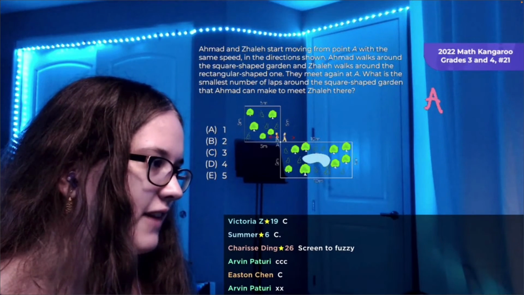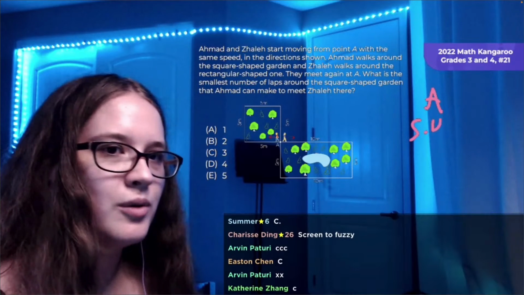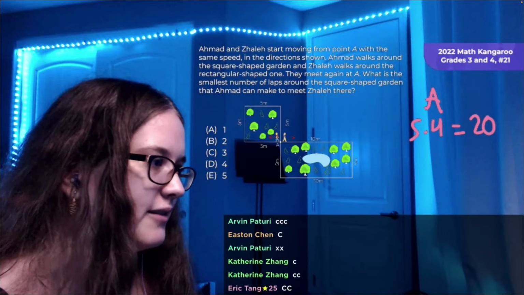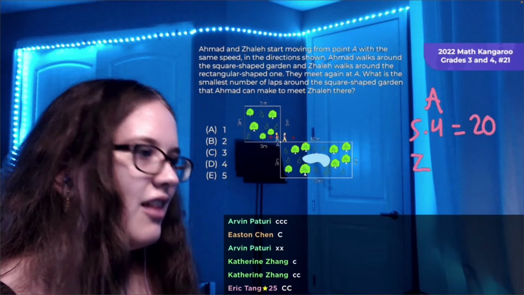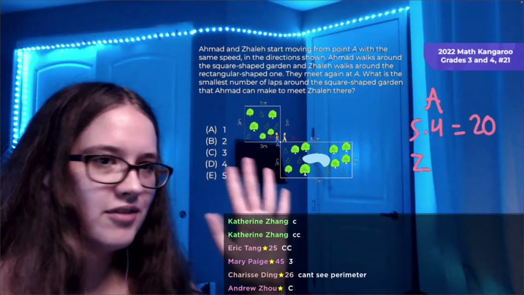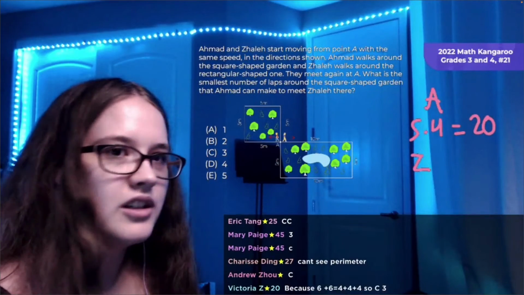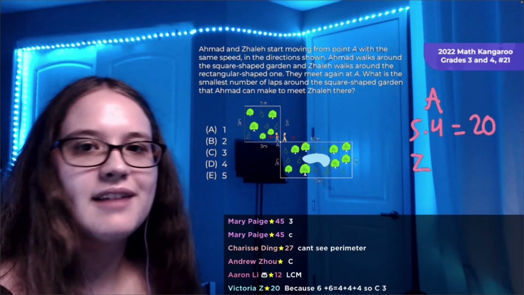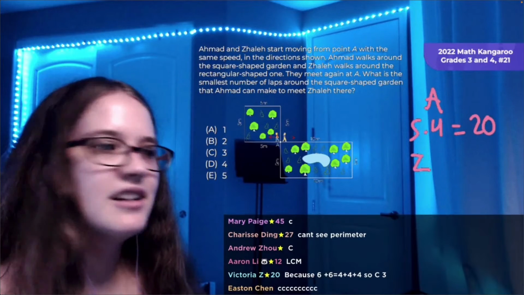But yes, that is 5 times 4, which is 20 meters per lap. And as for Zala, that is 10 plus 5 plus 10 plus 5, or 2 times 10 plus 5. 10 plus 5 is 15, double 15 is 30.